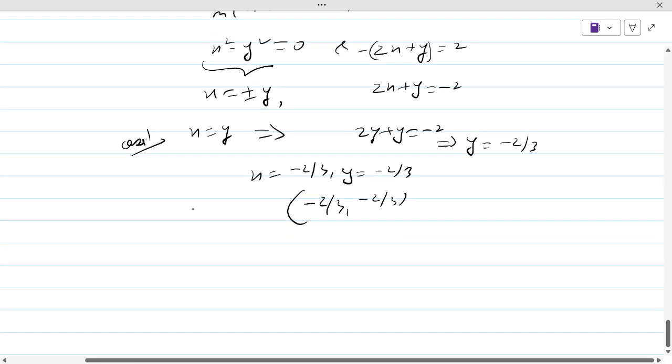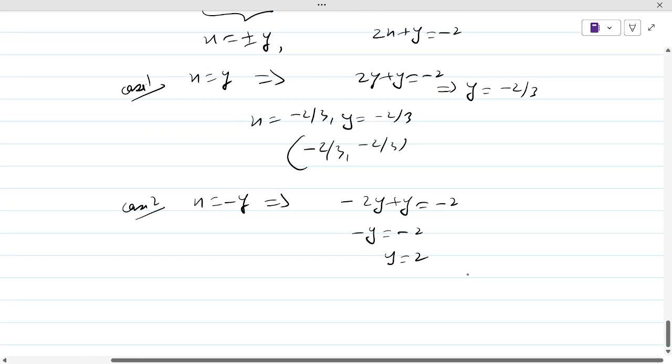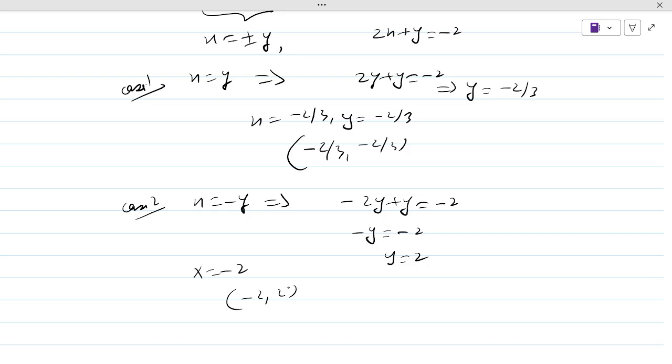Now case 2, when x is equal to minus y. It will give minus 2y plus y is equal to minus 2. So you get minus y is equal to minus 2, or y is equal to 2. So x is minus y, so x will be minus 2. The ordered pair is (minus 2, 2). This is the ordered pair for case 2.